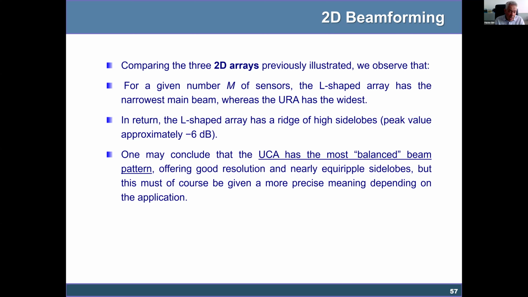So this explains why it is a widely adopted 2D array, because of this property. And it is used when you want to estimate not only the azimuth of a source, but also the elevation.